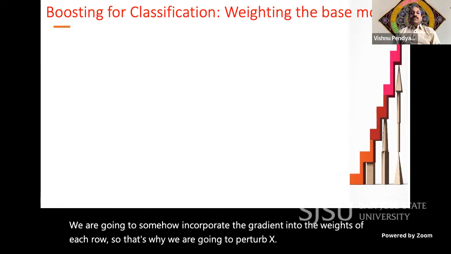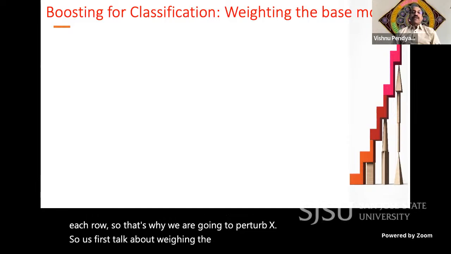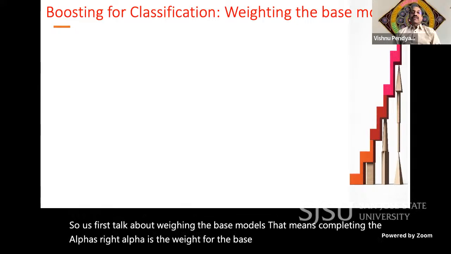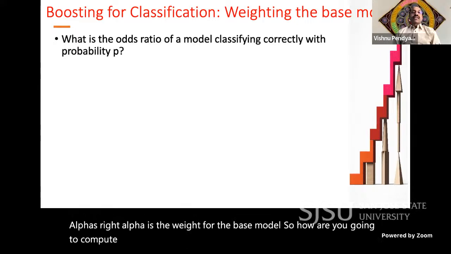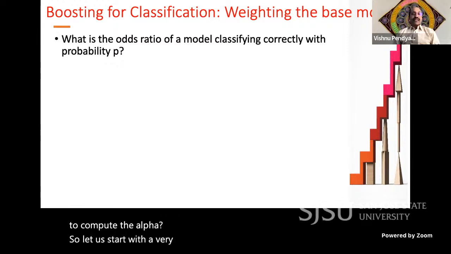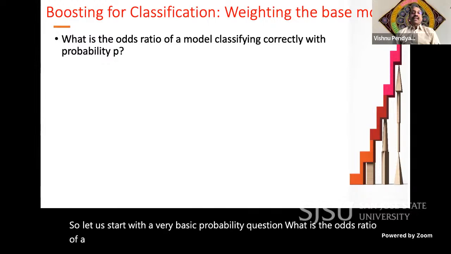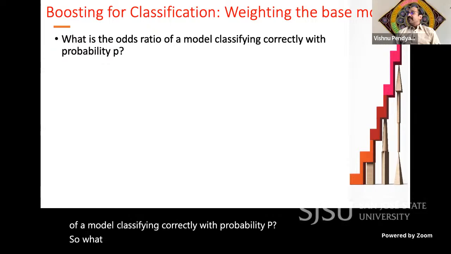So let us first talk about weighing the base models. That means computing the alphas, right? Alpha is the weight for the base model. So how are you going to compute the alpha? Let us start with a very basic probability question. What is the odds ratio of a model classifying correctly with probability P? Does anyone remember?